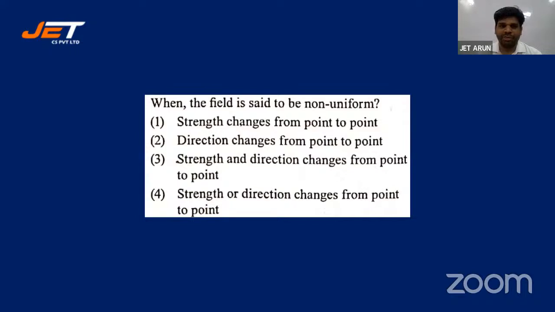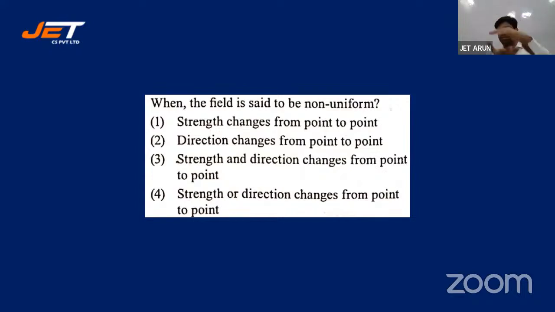Okay, here is a question. When is the field said to be non-uniform? When strength changes from point to point, direction changes from point to point, strength and direction changes from point to point, strength or direction changes from point to point. So that's what we were dealing with.